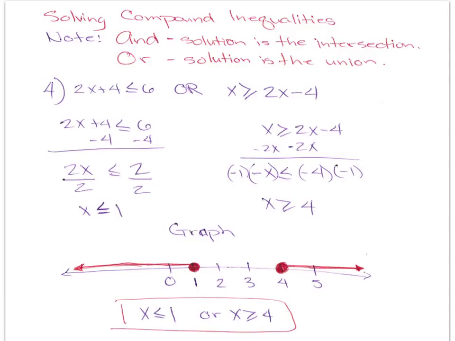So right here, we're dealing with problem 4. Problem 4 deals with 2x plus 4 is less than or equal to 6, or x is greater than or equal to 2x minus 4. So from there, we need to solve each inequality. If we work it out, you're going to end up with x is less than or equal to 1 on this one, and on this side, x is greater than or equal to 4. Because we're dealing with OR, we're looking for the union of each solution.